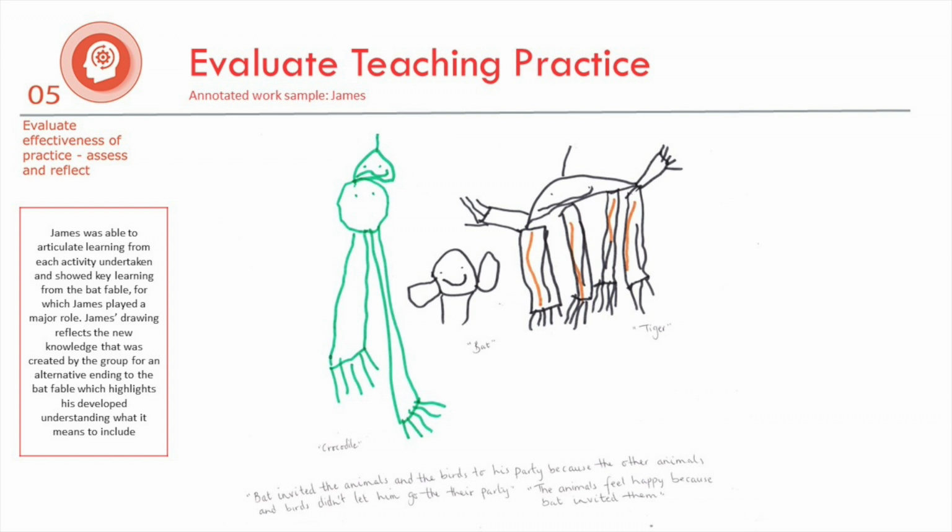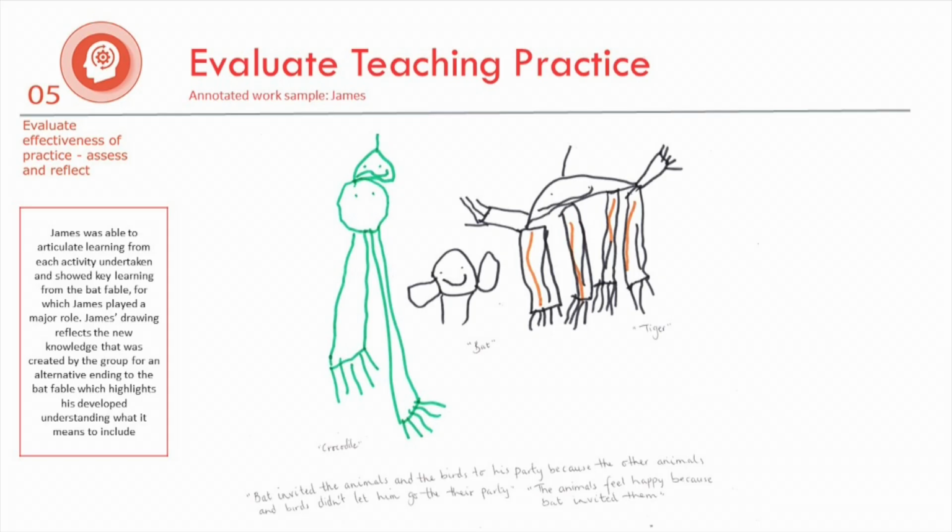My fourth drawing is from James, and like Kevin, James was able to articulate several key learning points, but he chose to focus on the bat fable, for which he had a major role within. So it was really nice to see him being very proud of his work. James's drawing reflected the new knowledge that they created, in which Bat threw his own party for the birds and animals. And this indicates to me that James has grasped the topic of inclusion quite strongly.